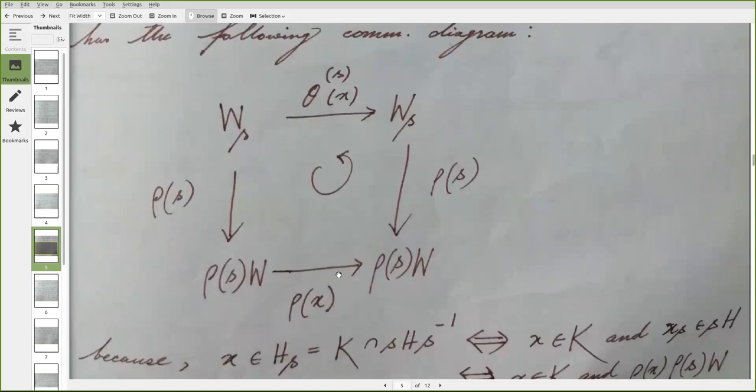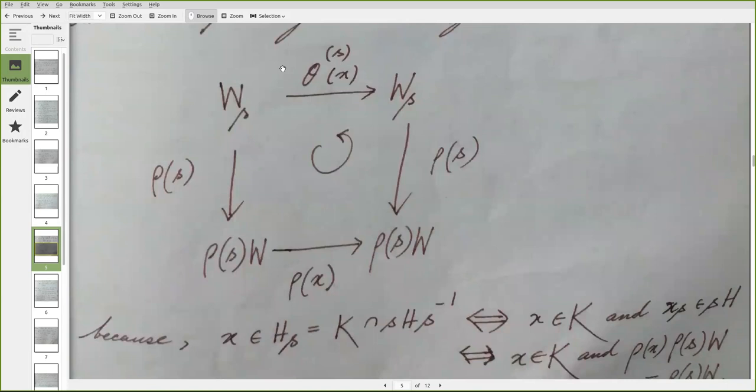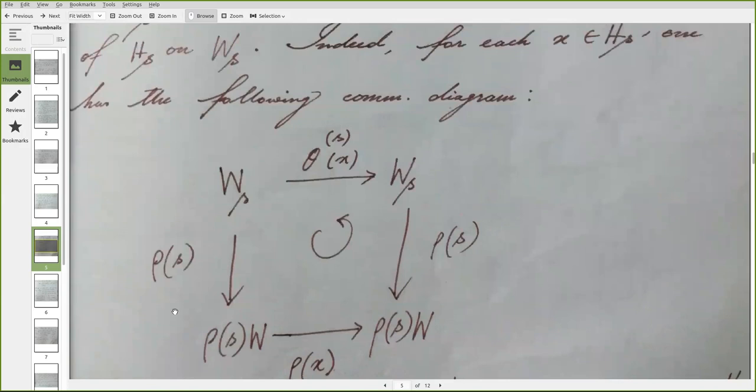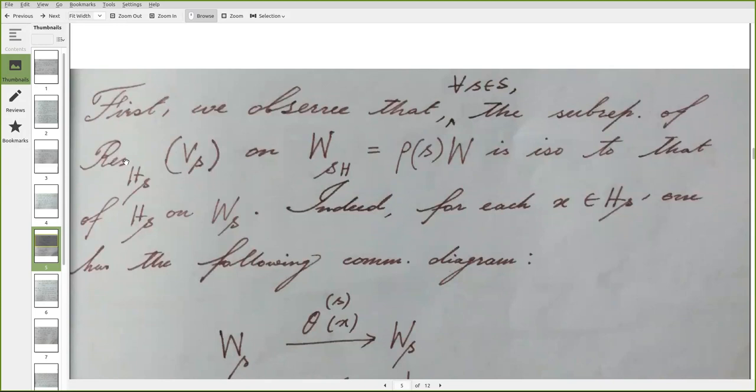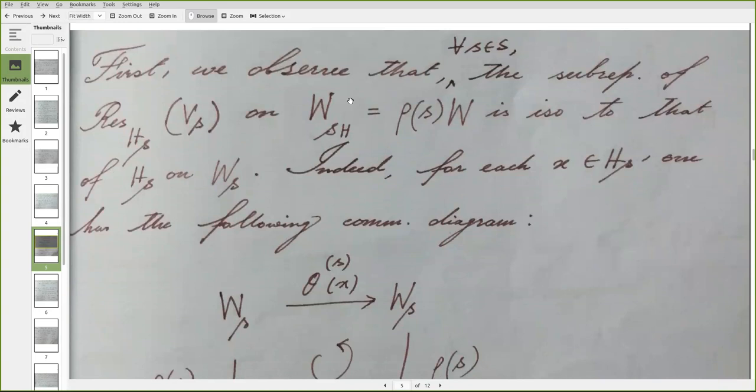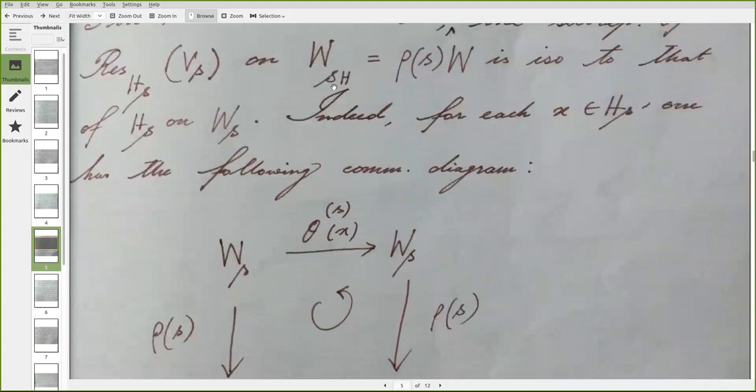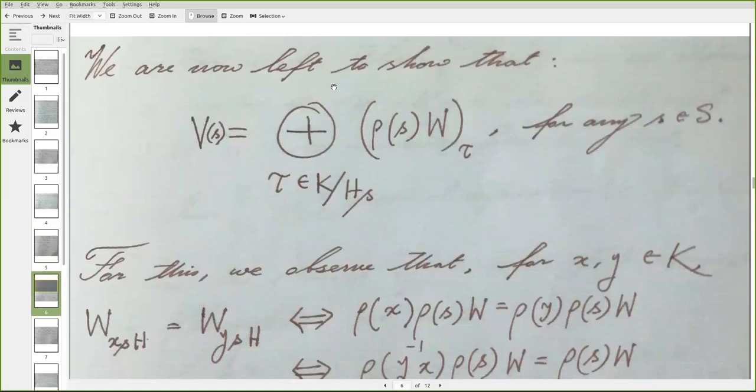So that shows that this representation of HS on WS is isomorphic to the subrepresentation of the restriction to HS on the space, on this WSH. Okay, so that part is over. Now what is left for us is just to show the direct sum part. So that is what we have to show.